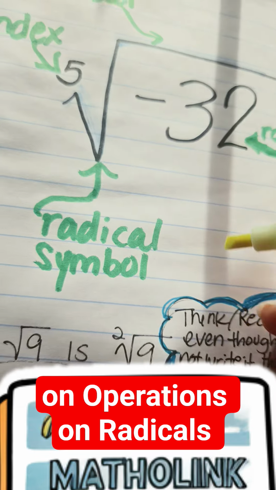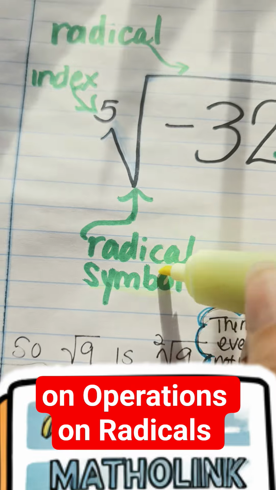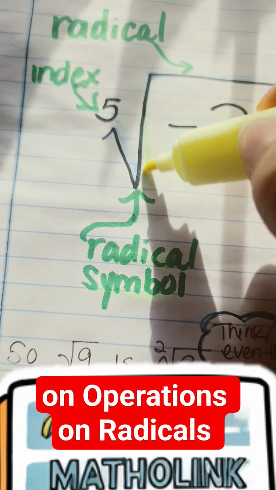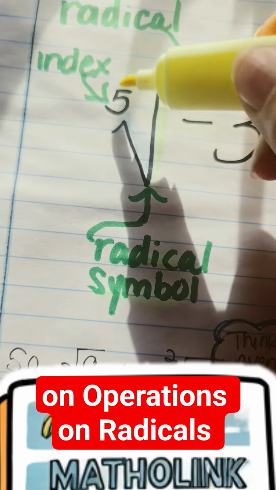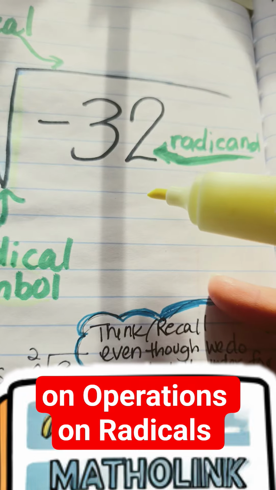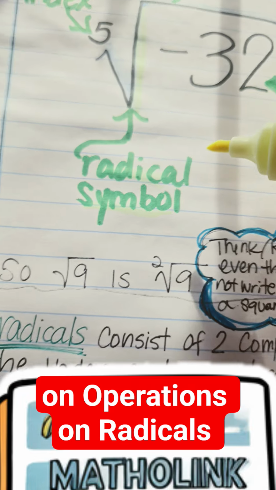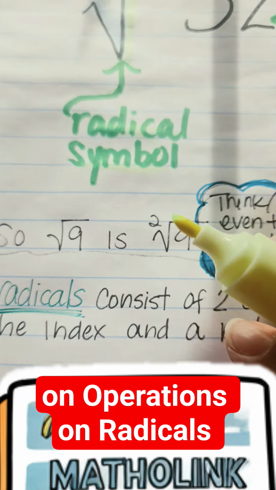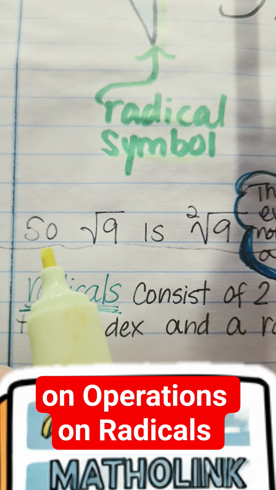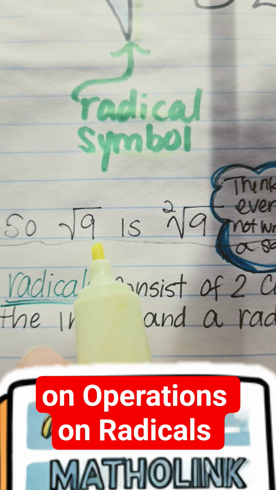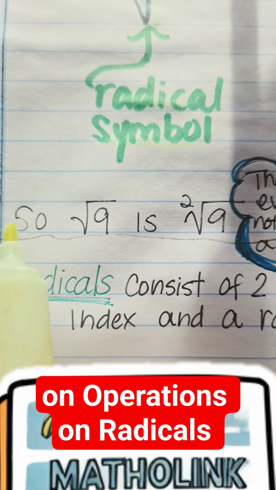The index is 5. And we don't always have to have the index written. When there's no number written, just remember that even though we do not write the index, for a square root it is 2. Basically, you're squaring it.